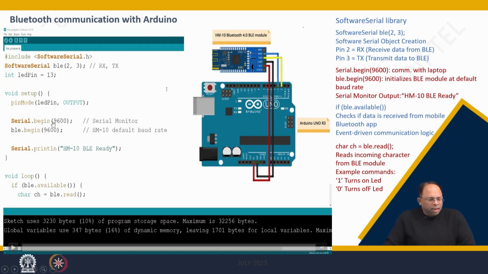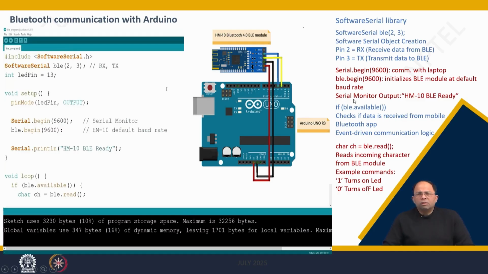So, this is the code for this. What we are doing here is using the SoftwareSerial library, with SoftwareSerial BLE(2,3), which says that pin 2 is RX, which receives data from BLE, and pin 3 is TX, which transmits data to BLE. Then Serial.begin(9600) is for communication with the monitor on the laptop, and BLE.begin(9600) initializes the BLE module at its default baud rate for communication, which is again 9600.